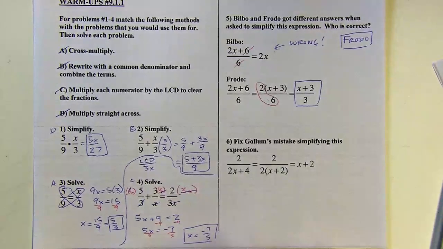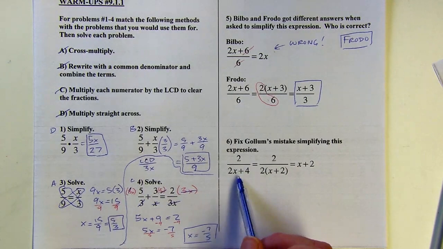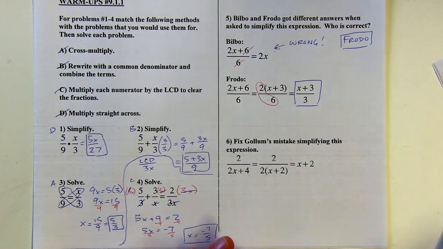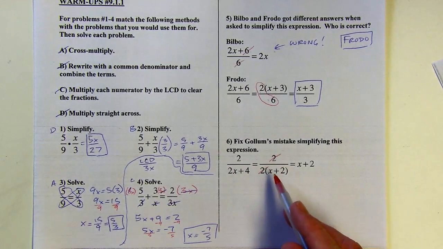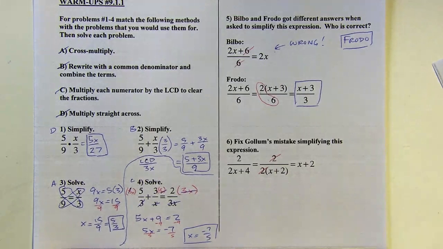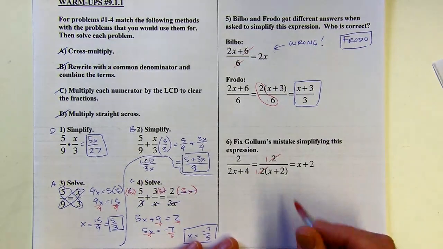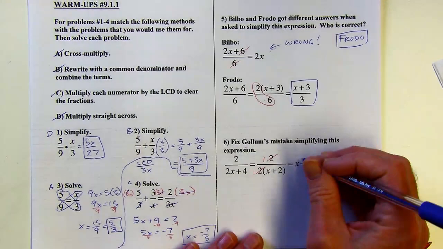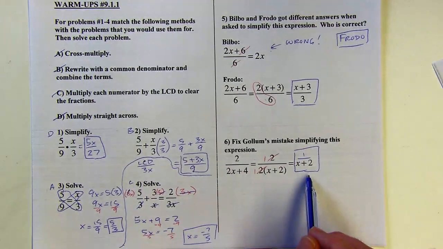All right, last problem. Fix Gollum's mistake simplifying this expression. So let's see. Gollum at first factors the bottom, can factor 2 out here. Okay, that looks okay. And then looks like he reduced the 2's, which you can do, but the x plus 2 is still in the denominator. So when I'm reducing those 2's, I'm really reducing this into 1 over 1. You don't need the 1 on bottom because I can see there's one group of x plus 2, but you do still need the 1 in the numerator. So I need to show that the x plus 2 is still in the denominator.